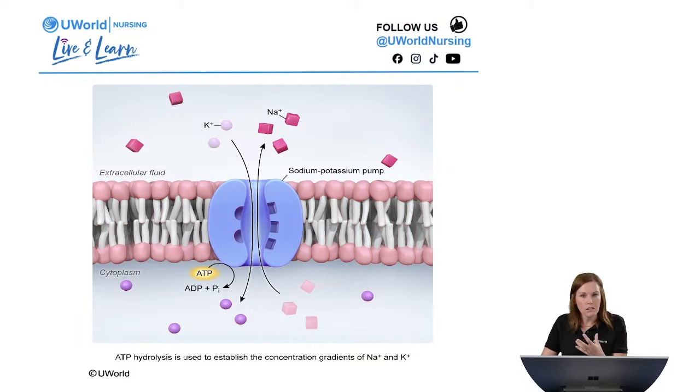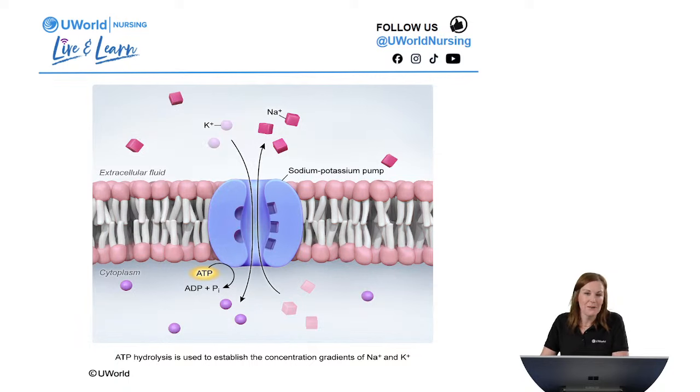So the thing that's really cool about this and what's a little bit different is that the sodium and potassium pump forces these electrolytes into a space where there is a higher concentration. So it has to use energy or ATP to do this. So sodium is moving from lower concentrations in the cell to higher concentrations outside the cell. So it's swimming upstream, and potassium is moving from lower concentrations outside the cell to higher concentrations inside the cell. So all of this together is called active transport.